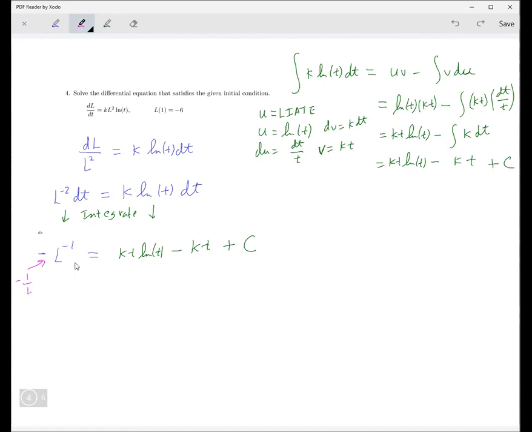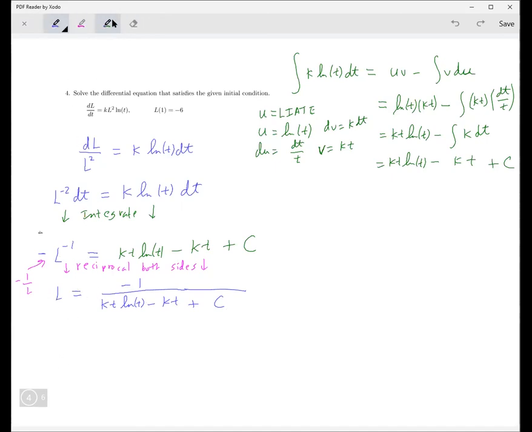Okay, so if I take the reciprocal of both sides, then I'm going to get negative L. The reciprocal of this is just negative L, and the reciprocal of this is 1 over kt log t minus kt plus C. Or I'll take the negative over here at the same time while I'm at it. So I don't want to rewrite this all again. So I took the negative over there, sorry about that.